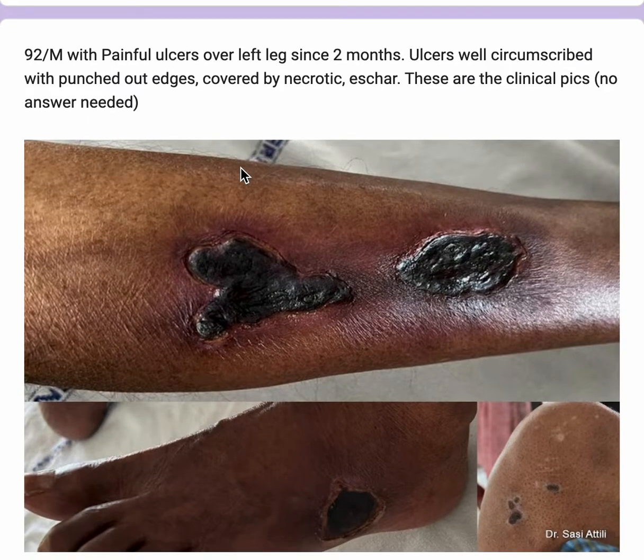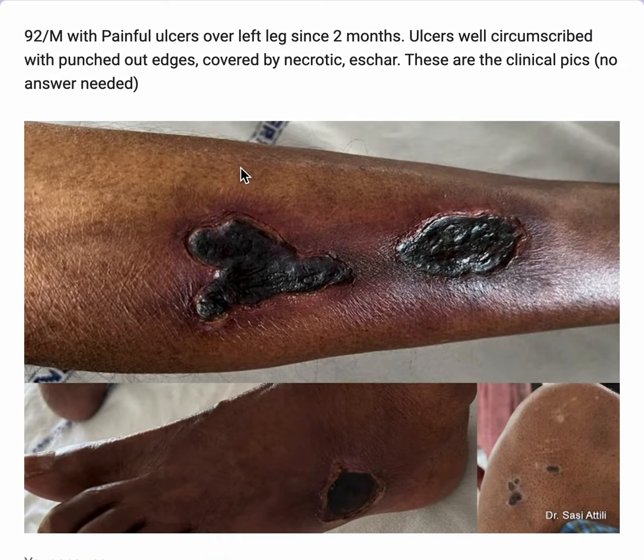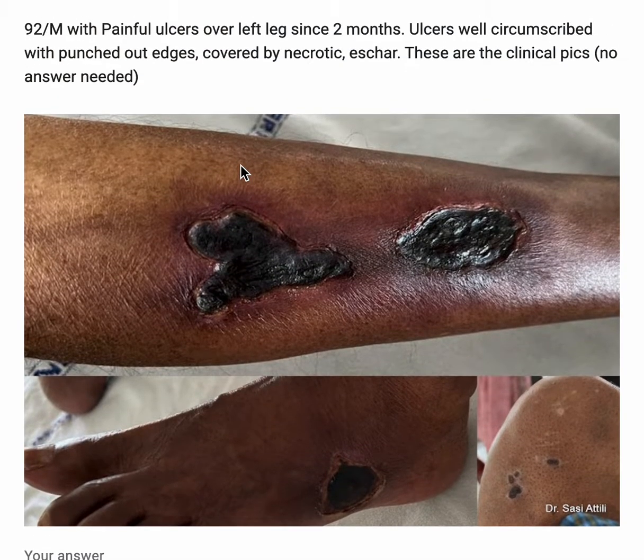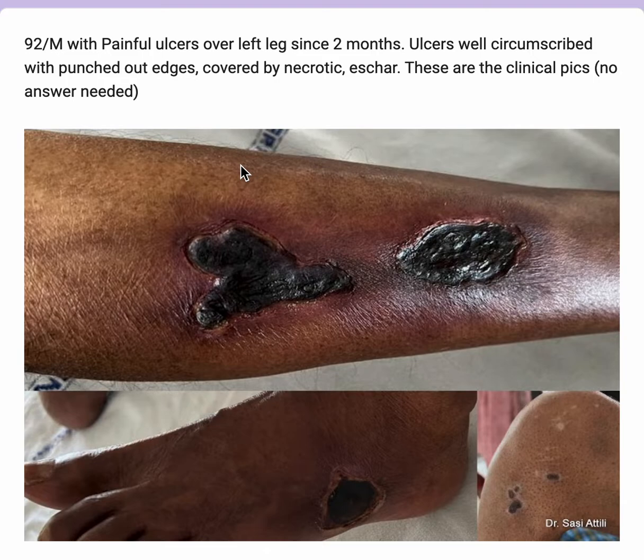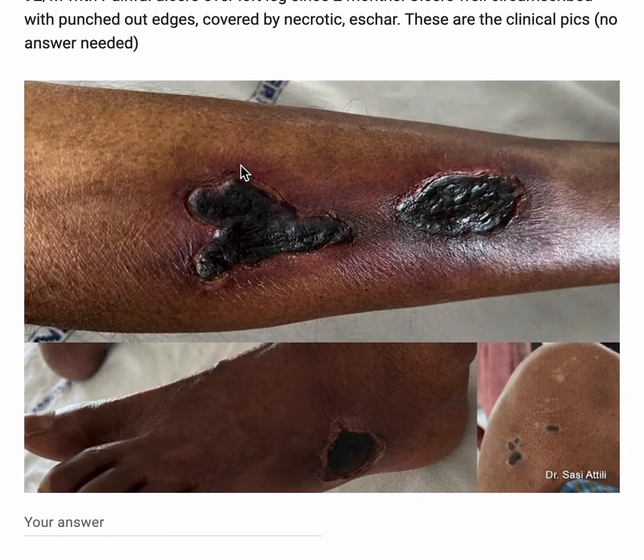So the clinical picture is actually pretty classical. This is a 92-year-old male, though the age is slightly odd for this kind of lesion. But this is essentially a 90-year-old male with painful ulcers over the left leg for 2 months. The ulcers were well circumscribed with punched out edges covered by necrotic eschar. Based on the clinical pictures itself, you can make out that these are vasculitic ulcers. So this is what vasculitic ulcers present as.